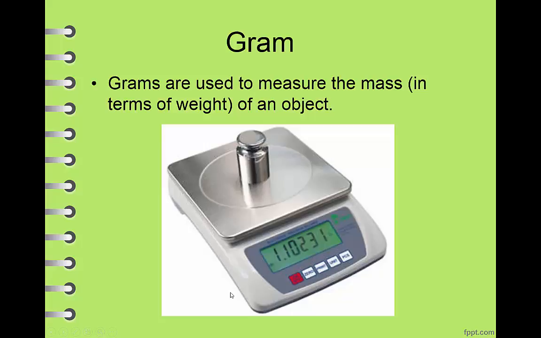The gram is used to measure mass, and we measure mass on Earth in terms of weight. So when we put something on a balance, we say it weighs a certain amount. What we're doing is determining the mass of that object, the amount of stuff in that object, based on gravitational pull.